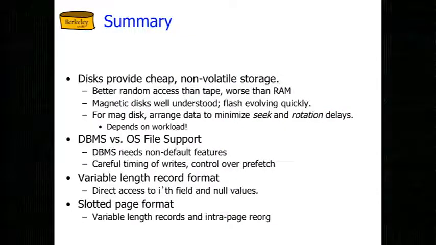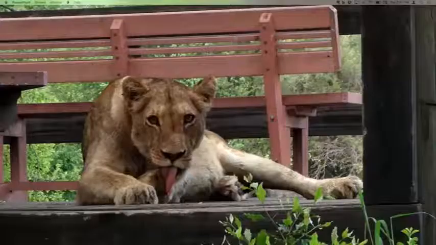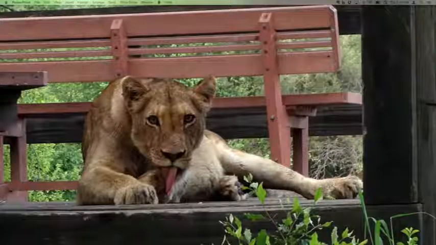OK. So that's a summary of the last lecture of this slide deck. We talked about disks and tapes, and we talked to some degree about flash. We remember that for magnetic disks, at least, we need to minimize seek and rotation delays. We talked about why the database, not the operating system, and we went through these various structures for storing things on disk. And with that, any questions before we go on to the next topic?